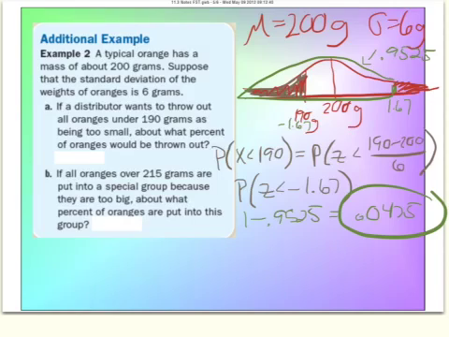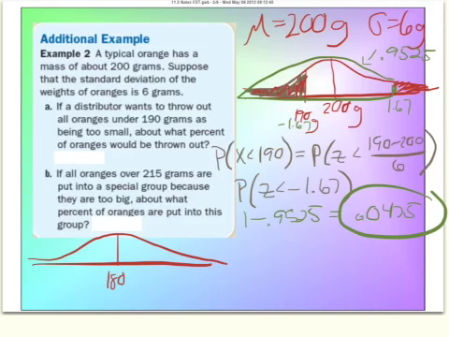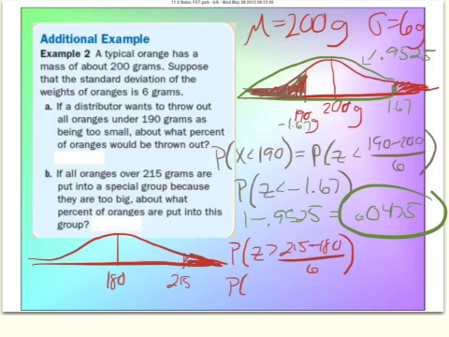Okay, part B. If all oranges over 215 grams are put into a special group because they are too big, about what percent of oranges is this? If we sketch it again, let's just do it real quick. 200 is here. We're going to say 215 is right about there. What percent's under that curve? I'm just going to jump right to the z-score. What's the probability the z-score is greater than 215 minus 200 over the 6? So the probability the z-score is greater than 2.5.